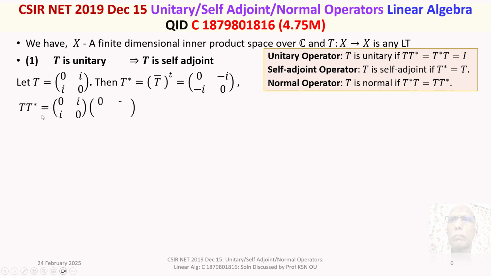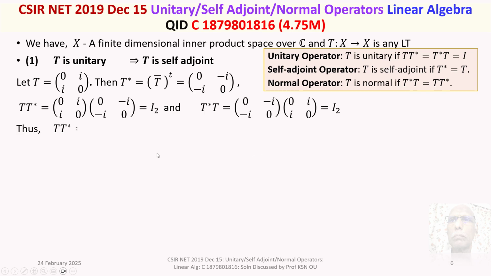Now, T T star is the matrix 0, i, i, 0 times its adjoint. That is the conjugate in this case. That is equal to identity, by simple multiplication. And you also see T star T is also identity. Here is a matrix, and I have shown you T T star is equal to T star T is equal to identity. That means T is unitary.